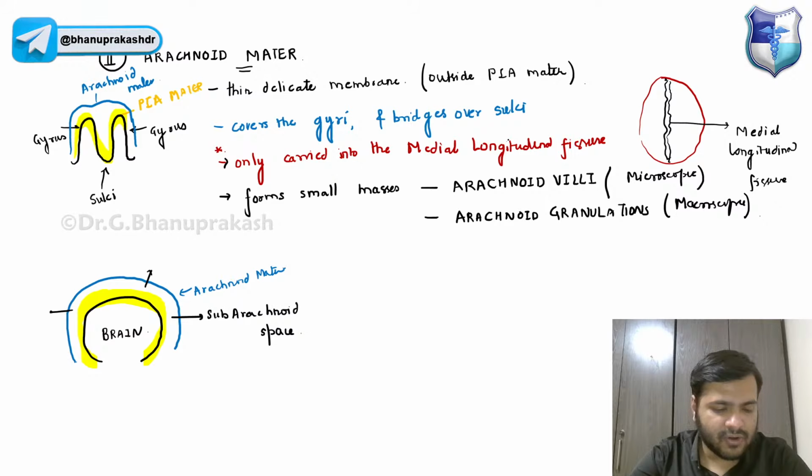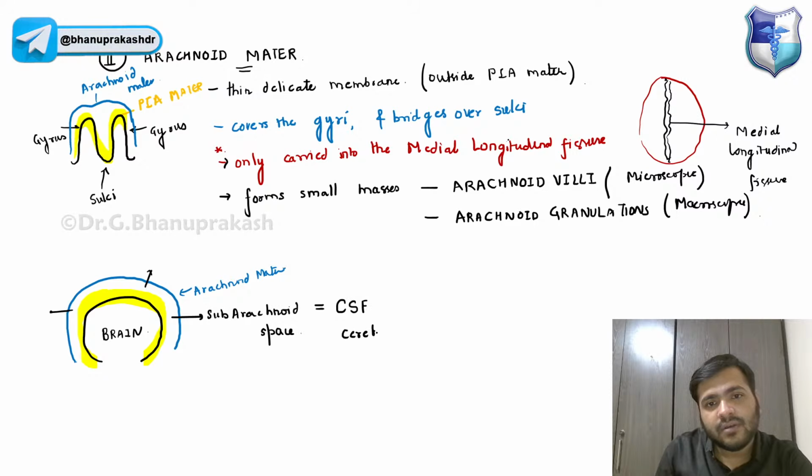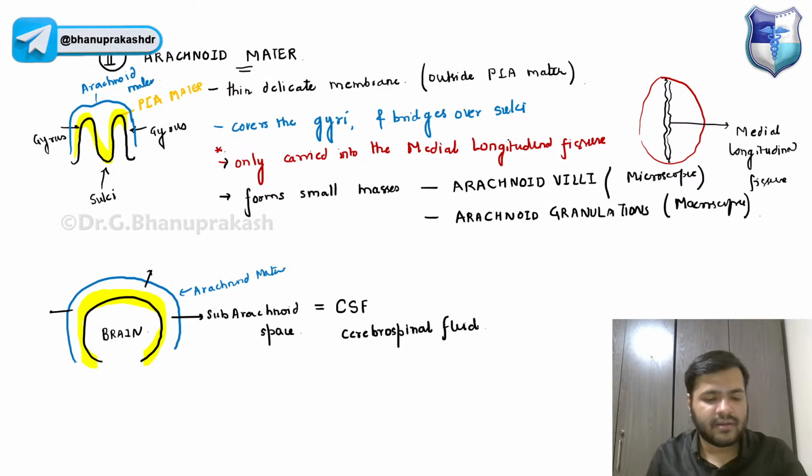Now, what will this subarachnoid space contain? It will contain the cerebrospinal fluid. Important, cerebrospinal fluid. It will also contain the blood vessels, the arteries and veins, on the outer surface of the brain. And yes, it is the cerebrospinal fluid. You are right, guys.